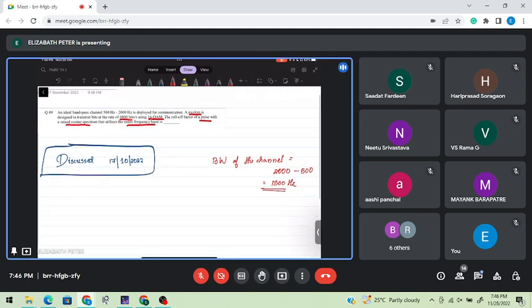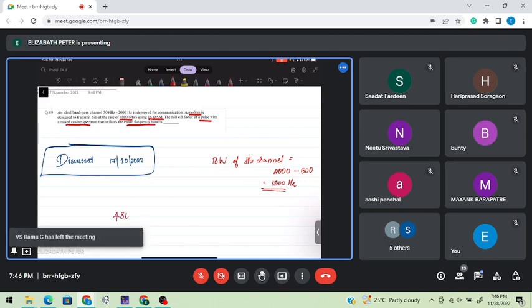And a modem is designed to transmit bits at the rate of 4800 bits per second using 16 QAM. So the data rate is 4800 bits per second and it is transmitted using 16 QAM. To get this data rate, that means each sample is represented using 4 bits, right? Because we are sending the signal using 16 QAM.